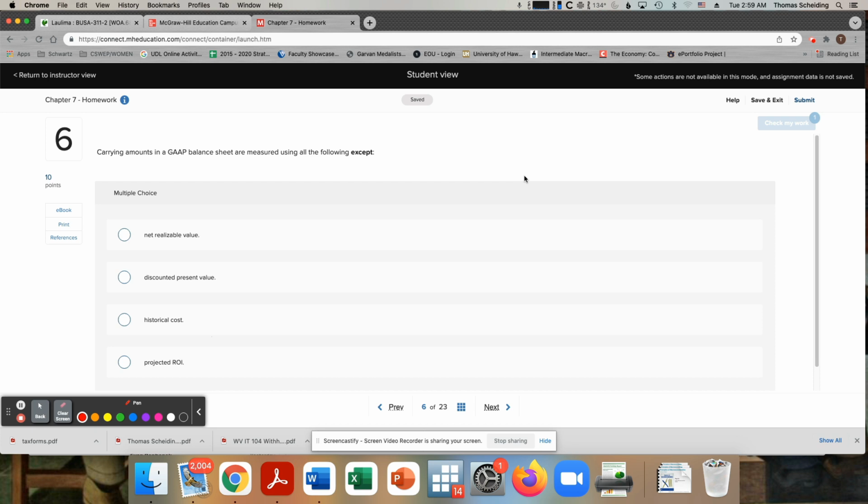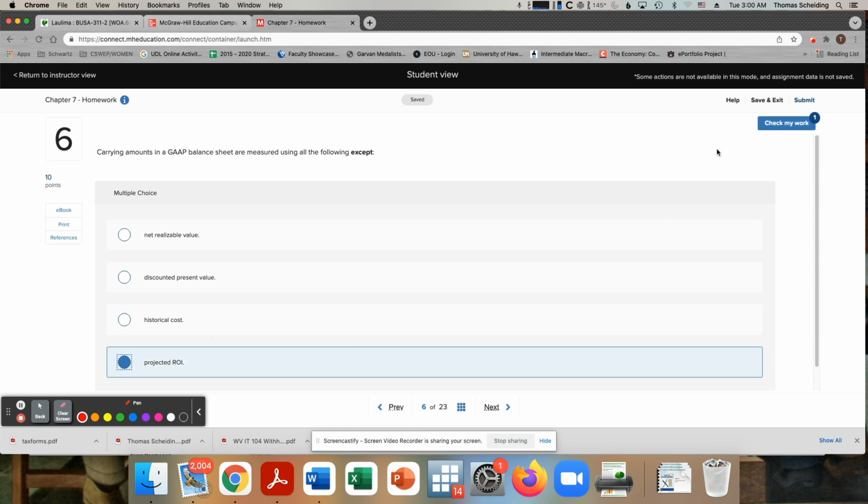Carrying amounts. So the carrying amounts for GAAP balance sheet, what's being used? Well, it's actually everything. Right, historical cost, that's part of the carrying amount. The discounted present value, that's part of the carrying amount. And the net realizable value, that's part of the carrying amount. So the only one we have left is the projected return on investment or the projected ROI. This one should be relatively simple because it is just the definition of what the carrying amount is.